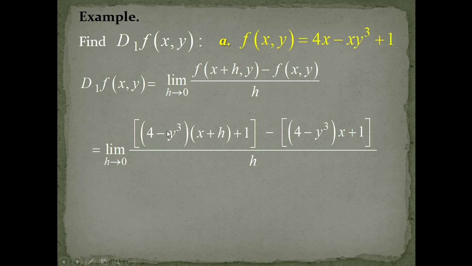So we have here 4x. Since our x is x plus h, we substitute x plus h for our 4x. Then since you have 2x here, x is equivalent to x plus h, so you factor out x plus h. What remains is the 4 and y cubed, right? When you factor out x, you have 4 minus y cubed. Then you substitute x plus h, so you have this. Then plus 1, then minus the whole thing.